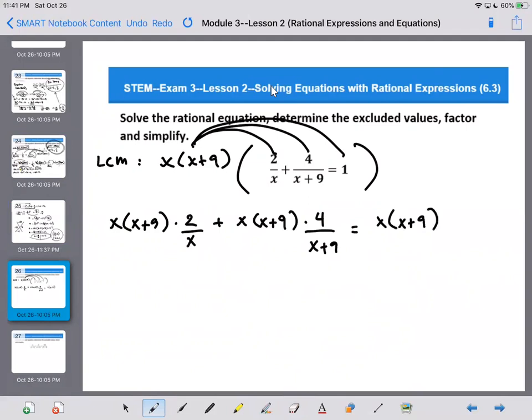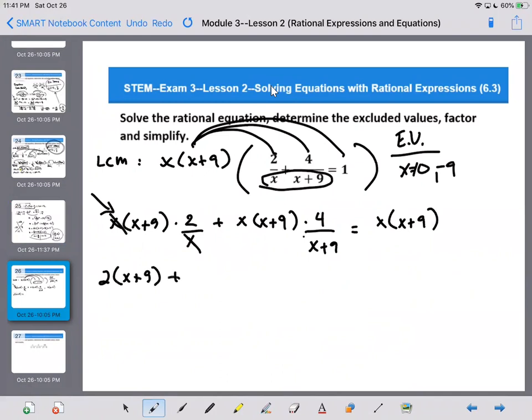And before I move on, I'm looking here and I see x and I see x plus 9. So that means my excluded values, x cannot be 0 and x cannot be negative 9. So now let's come back here. I'm multiplying. So now I'm looking at what will divide out. The x's will divide out. So that'll leave me with 2 times x plus 9. Plus the x plus 9s will divide out, leaving me with 4x is equal to x times x plus 9.